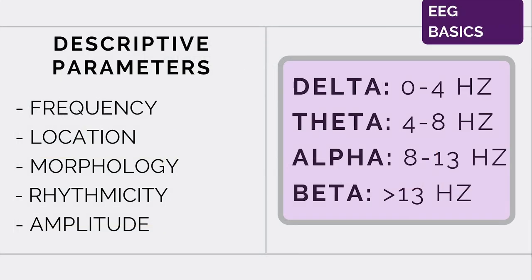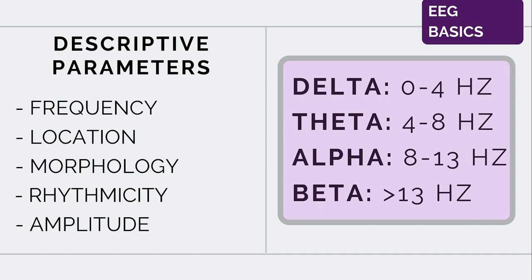How do we describe what we see on EEG? There are 5 descriptors or parameters that we always use and we should all know about. The first one is frequency, location is the second, and then we have morphology, rhythmicity, and amplitude.